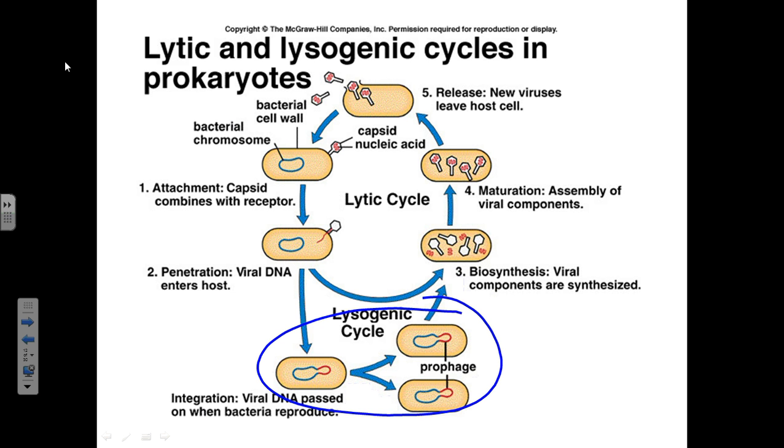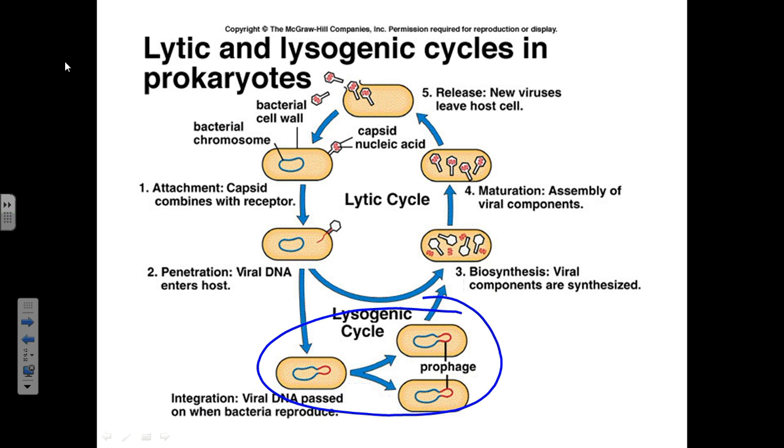Eventually it does maturation where it puts those pieces together. And then why it's called the lytic cycle is that when it's finished, it's made so many viruses that in most cases, those viruses just explode the cell and come out and go to infect lots of other cells. That's the lytic cycle. Lytic means to cut, split, break, tear.